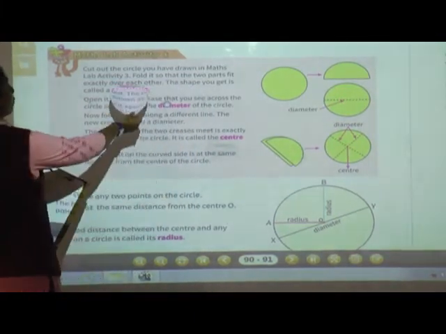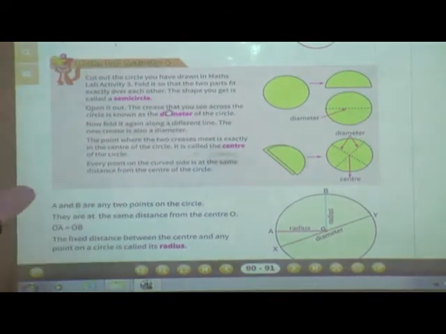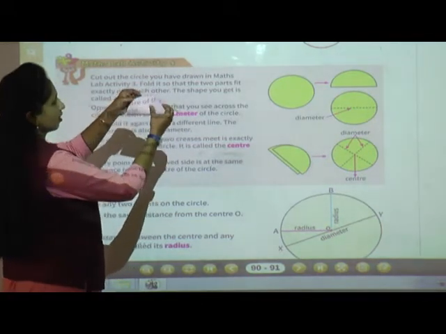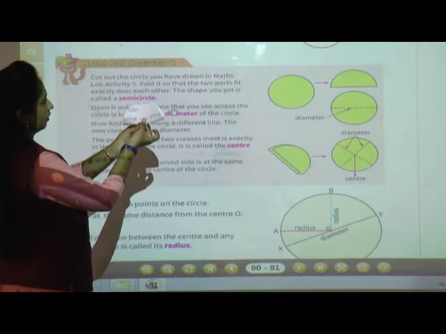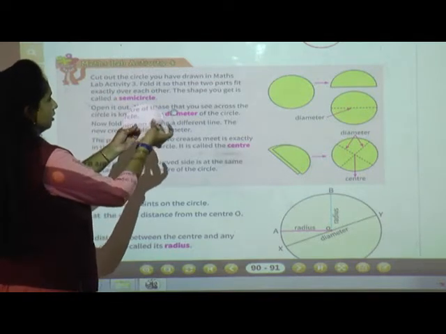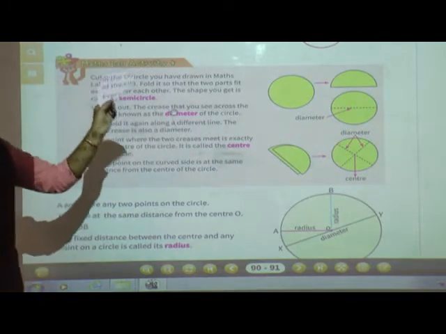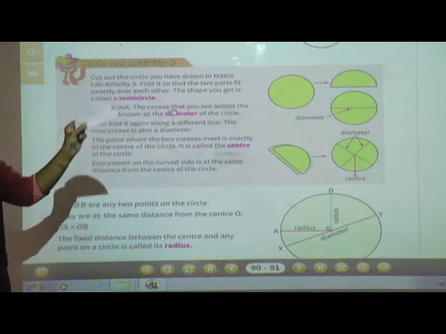Then what we have to do? Fold it so that the two parts fit exactly over each other. So once you cut the circle, fold it. Now which shape do you get? Yes, this is called a semicircle. What is it called? Semicircle.